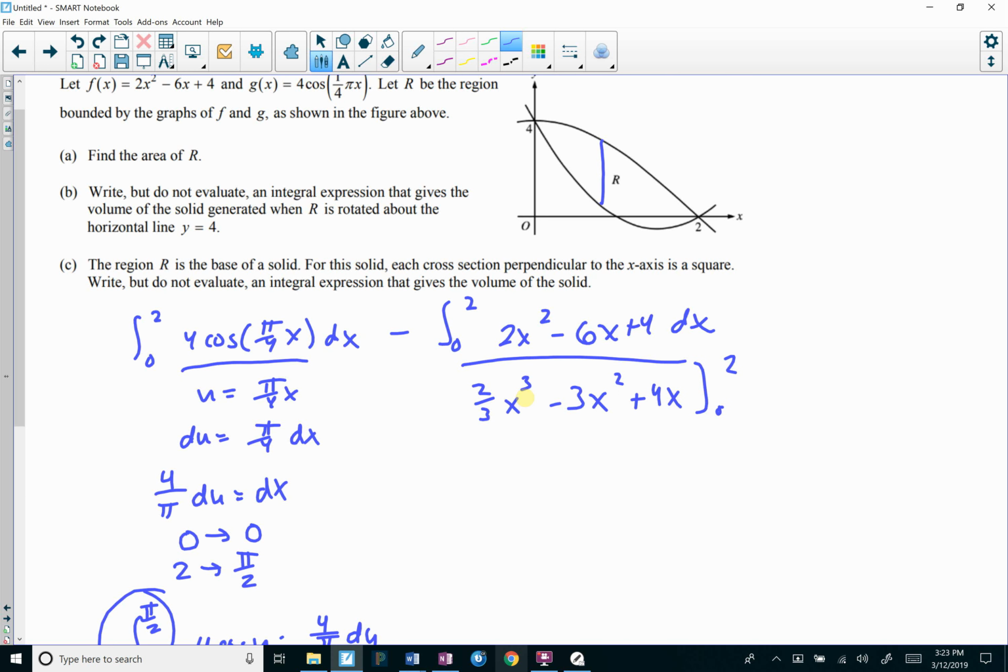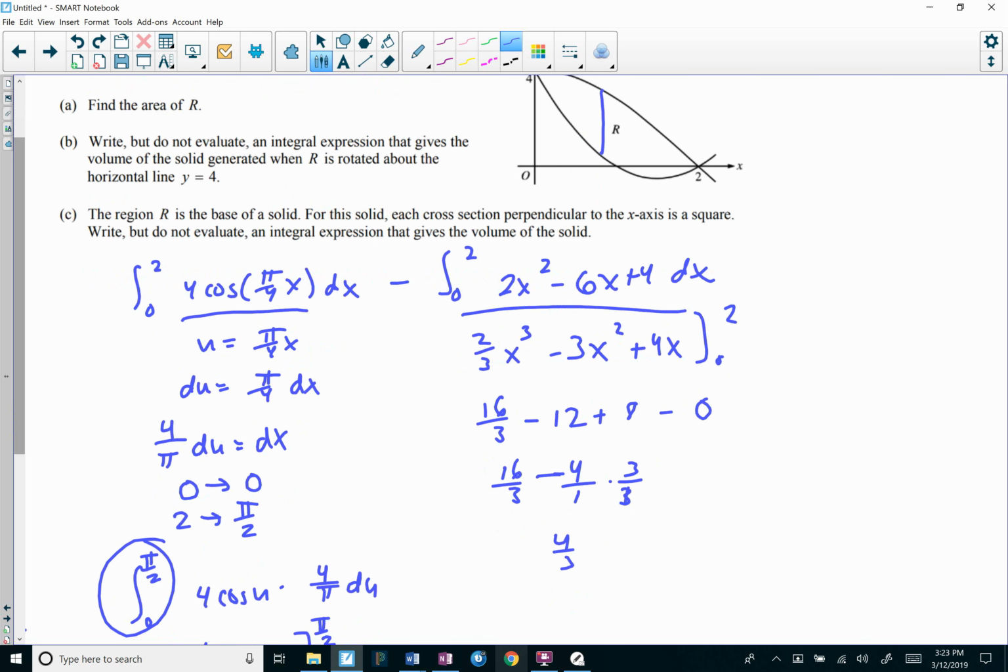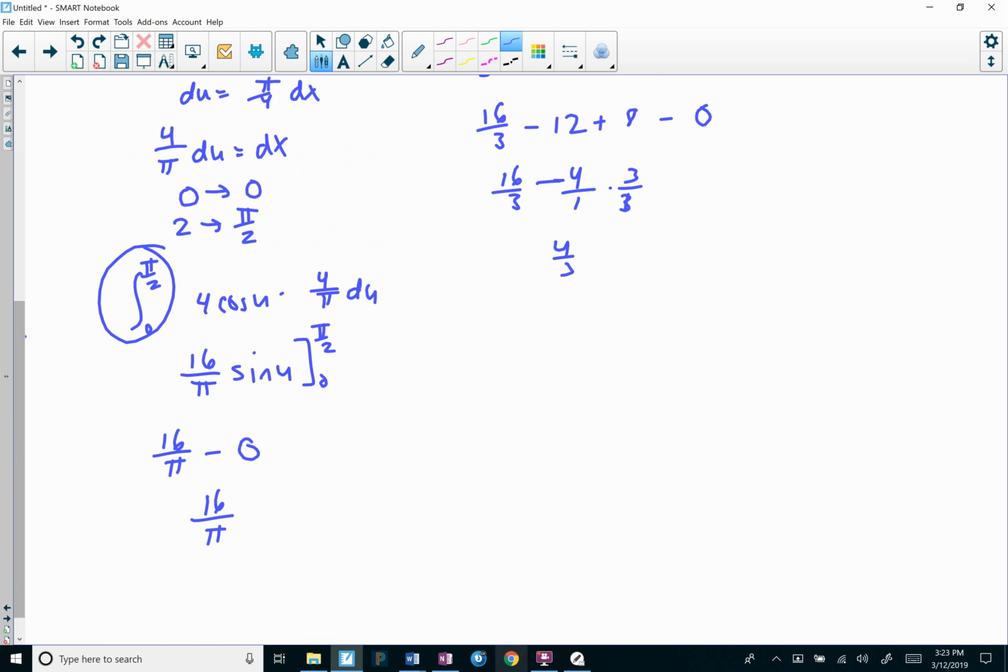0 to 2. Plug in 2, and it'll give me 8 times 2 is 16 thirds minus, let's see, 4 times 3 is 12 plus 8 and then minus 0. So I have 16 thirds minus 4. I'm going to do a common denominator. That's a minus 4 times 3 over 3. So 16 minus 12 would be 4 thirds. Keep in mind you are subtracting the two integrals. So my final answer is 16 over pi minus 4 thirds.